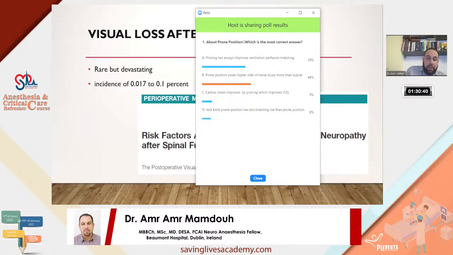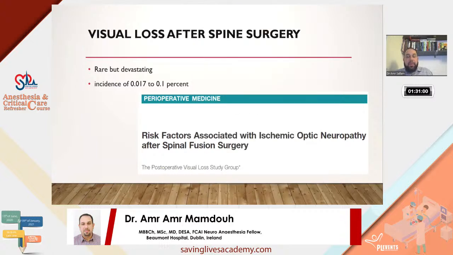position. Now, let's talk about the most commonly mentioned complication. It's not the commonest, it's very rare. The incidence is 17 in 10,000, up to 1 in 1,000 in the whole assessment. But it is very devastating. It is very scary for the patient and for the anesthetist as well. The major causes of vision loss in this patient population include ischemic optic neuropathy, central retinal artery occlusion, or retinal vein occlusion.